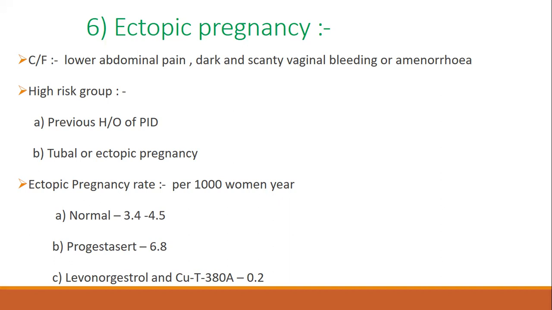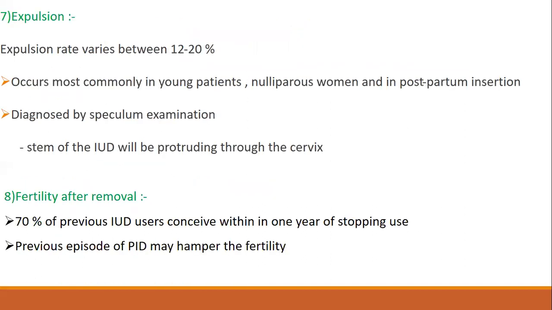In normal women, it is about 3.4 to 4.5 per 1,000 women years. In progesterone users, it is the highest, like 6.8 per 1,000 women years. For levonorgestrel and copper T 380A users, it is only 0.2 per 1,000 women years. So it is considered to be less than the normal woman. Then expulsion. Expulsion rate varies between 12 to 20%. Occurs most commonly in young patients, nulliparous women, and in postpartum insertion.